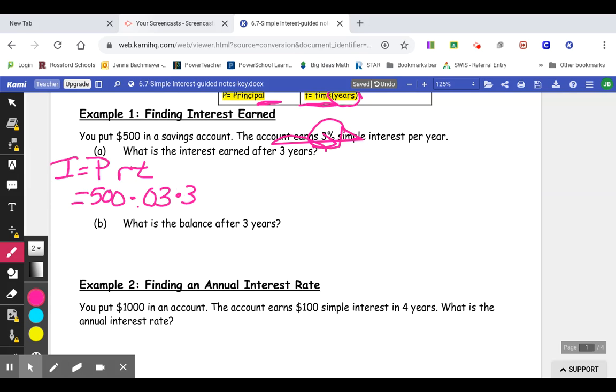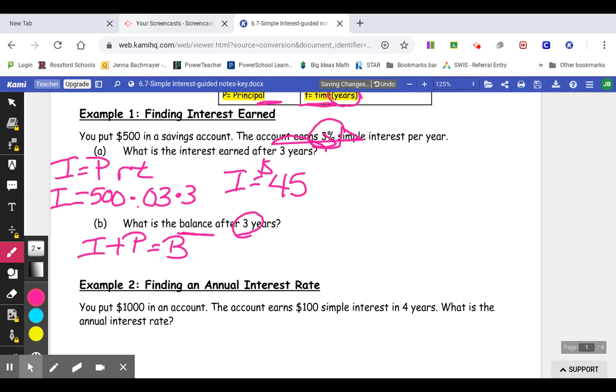So my interest, my I, is what's left. My interest after 3 years is going to be $45. Okay, so that's how much I've made in just those 3 years by leaving that money alone in my account. But this next question says, what is the balance? So balance is a total. So how much are we still going to have in our account after those 3 years, after that $45 has been added in? So our I, the interest, plus the principal is going to equal our balance.